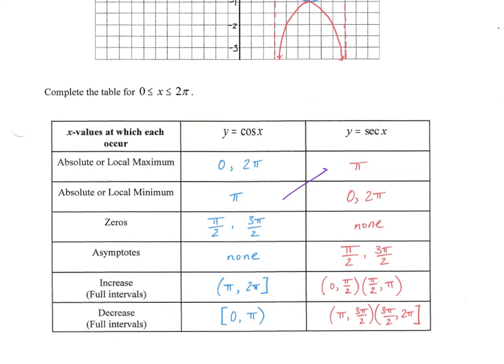A minimum on one curve becomes the maximum on the other. A max on one curve becomes the min. Asymptotes become zeros. Zeros become asymptotes. And you'll see that same relationship between intervals of increase and decrease with small adjustments for asymptotes. Okay, pause the video at any point, rewind it, whatever you need to. We're going to jump on to tangent and cotangent.